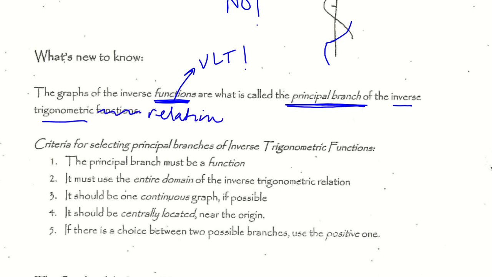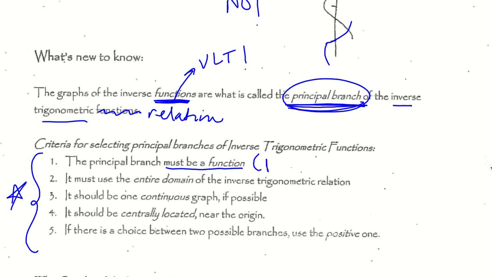Okay, so what we're going to call this principal branch is going to be a piece of the graph of the arc relation. Now, there are 5 criteria for selecting those principal branches, and this is one of the things I want you to know: what those criteria are. The first criterion is that the principal branch must be a function, so it must pass the vertical line test. The second thing is it must use the entire domain of the inverse trig relation. So what would have been the range for the trig function becomes the domain of the relation.